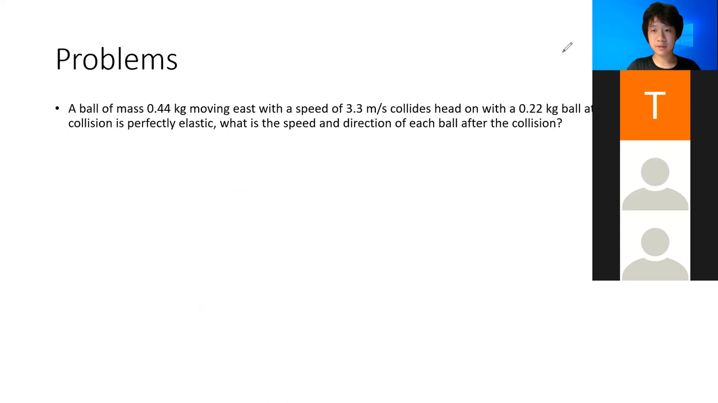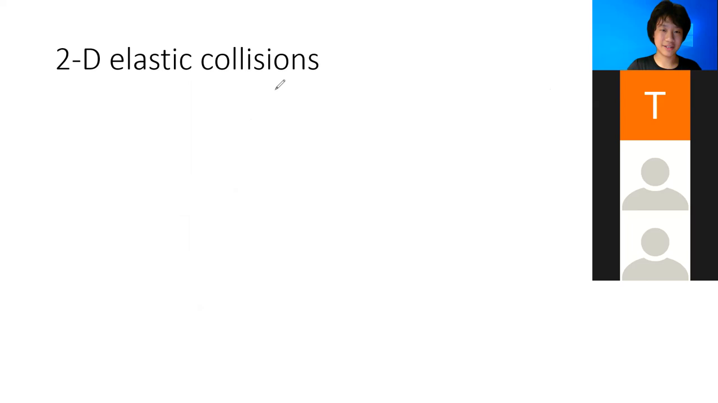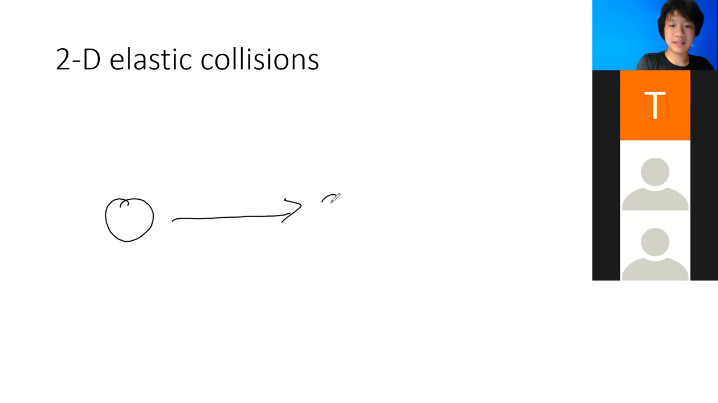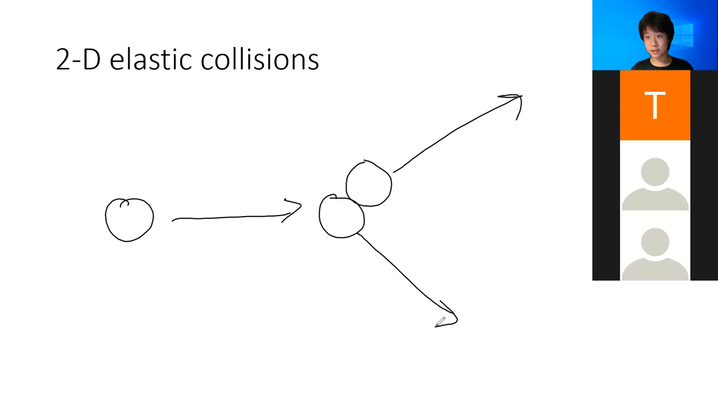All right. So finally, we have two-dimensional elastic collisions. As we can see from the last problem, it said that the two balls collide head-on. So whenever an elastic collision is one-dimensional, the two objects have to collide head-on. If they collide slightly at an angle, like this, then the collision will be two-dimensional. They'll go off at an angle to one another.